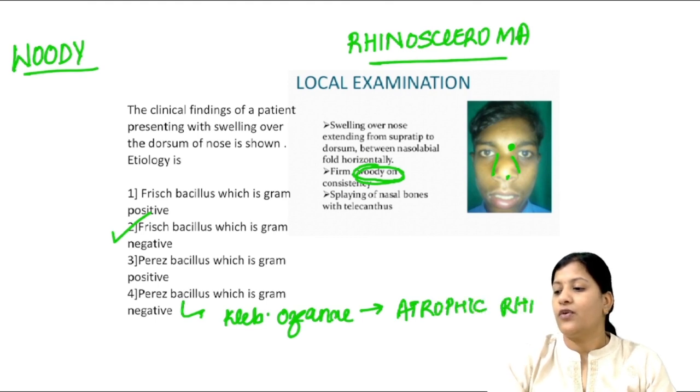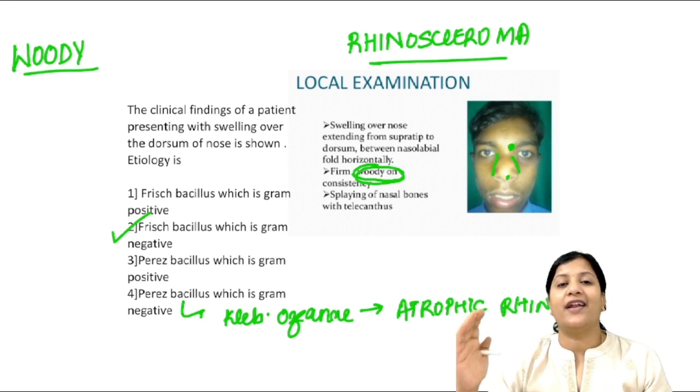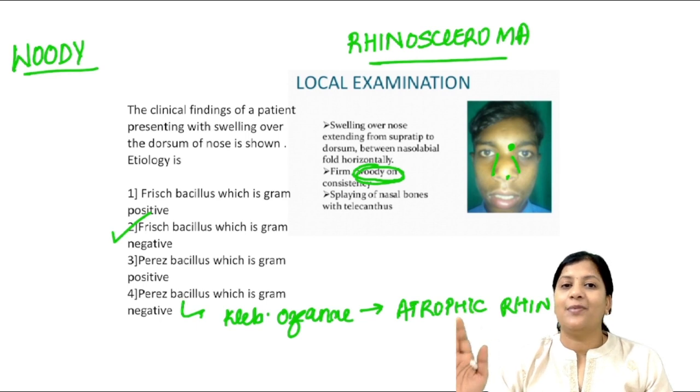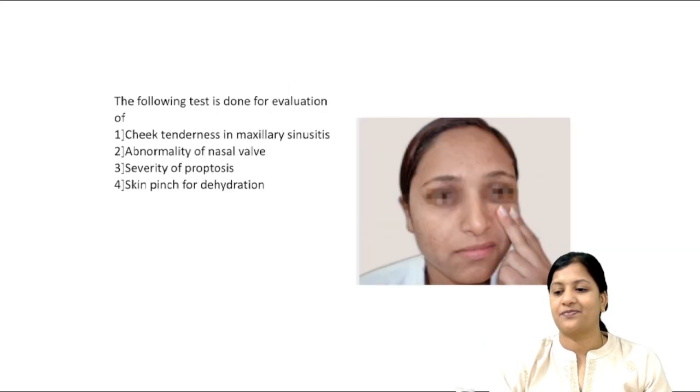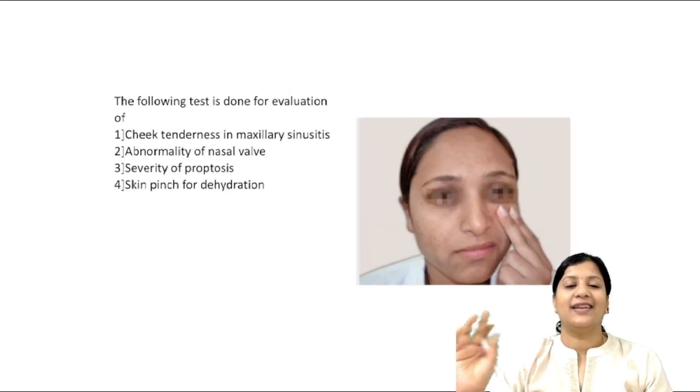Now, how do we know we are talking about rhinoscleroma? Because they have given you the very important finding, woody hard consistency. So when you see woody hard consistency, you must think about rhinoscleroma, which is nothing but a gram-negative infection caused by Klebsiella rhinoscleromatis, also called Frisch bacillus. Okay, let's go to the next image.